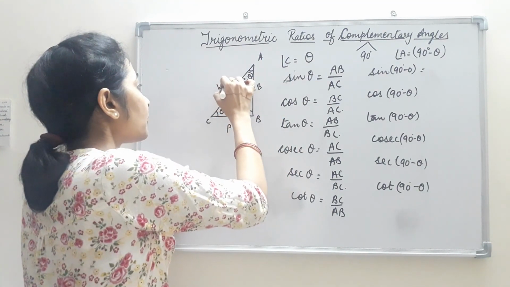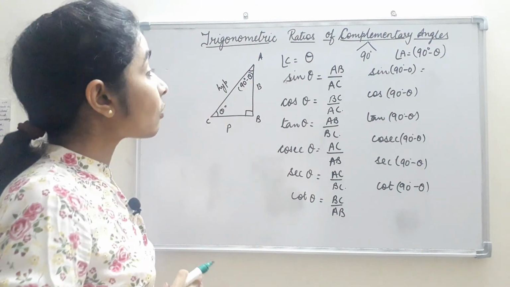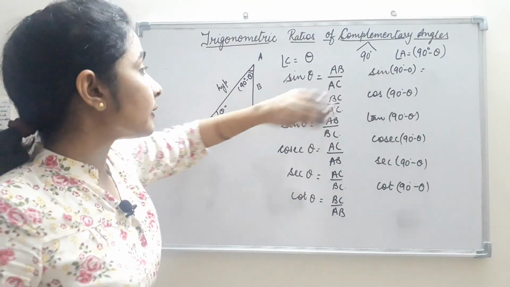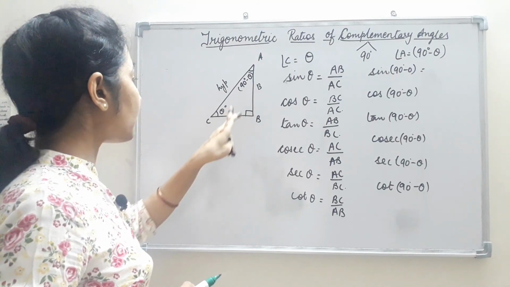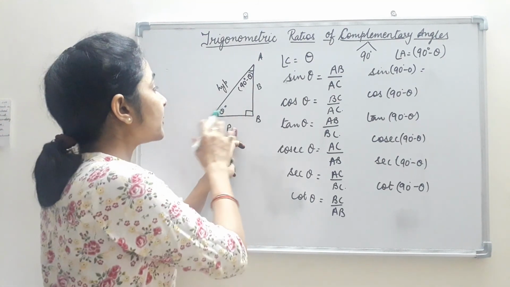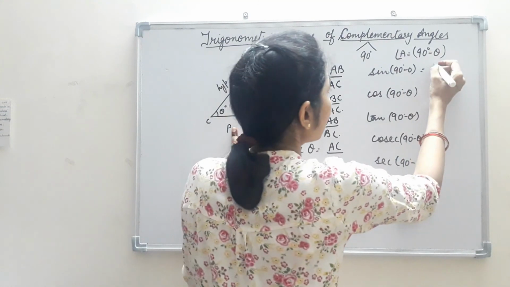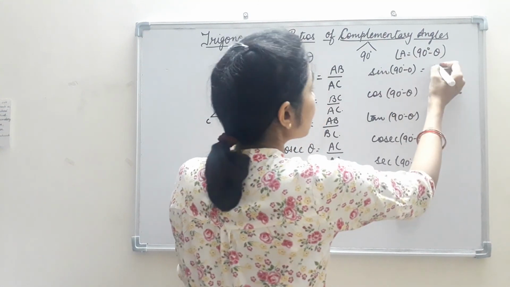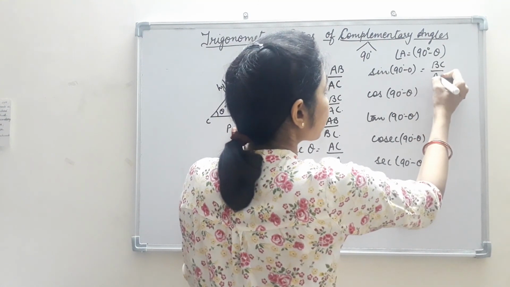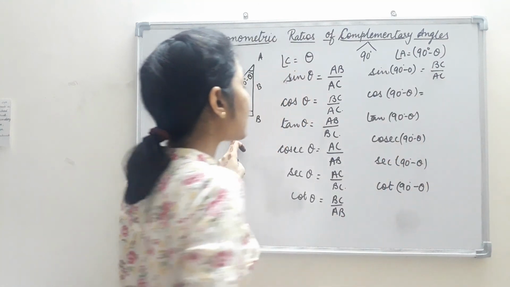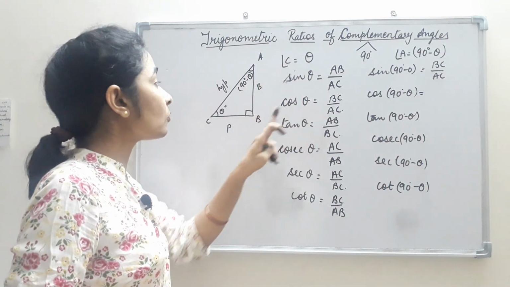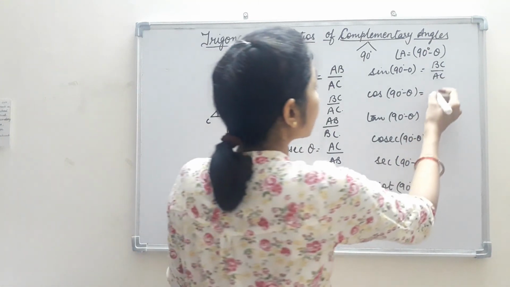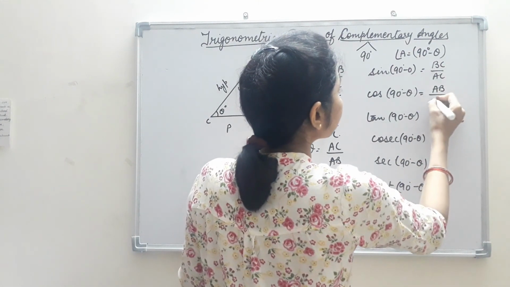So this is the hypotenuse. Okay, now what will be the value of sin 90 minus theta here? This is the perpendicular, so BC upon AC, perpendicular upon hypotenuse. Okay, now cos 90 minus theta. For this, the base is AB. So cos is equal to base upon hypotenuse. So here we get AB upon AC.